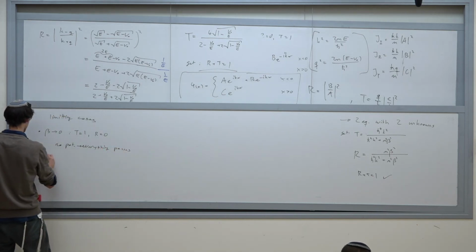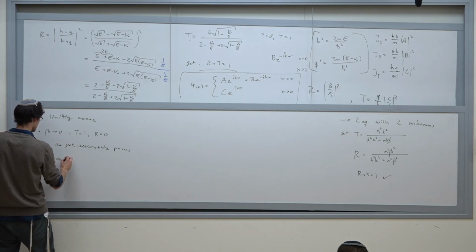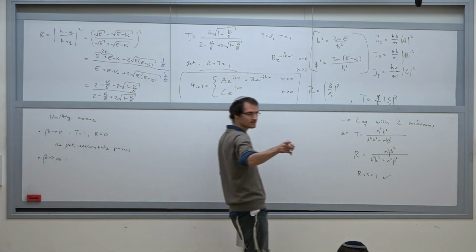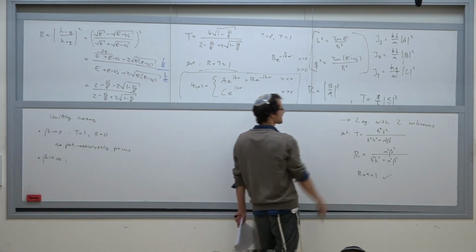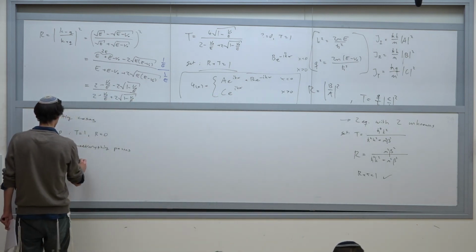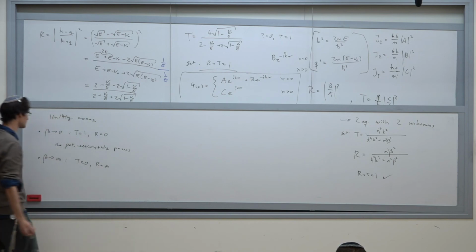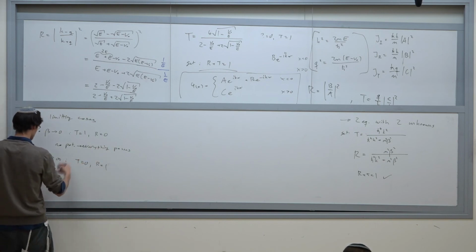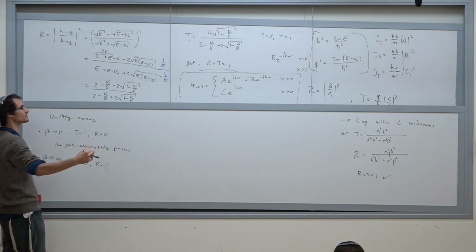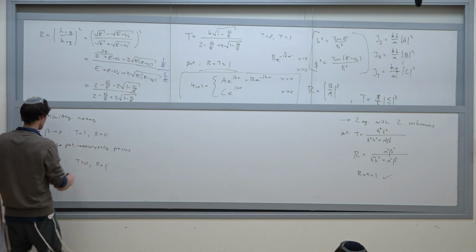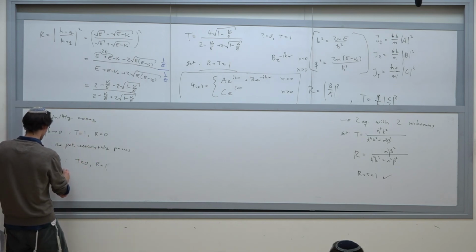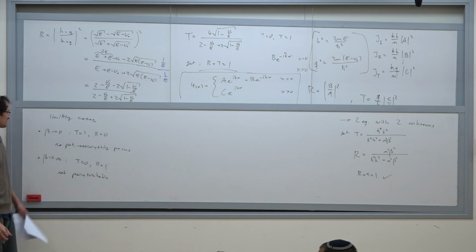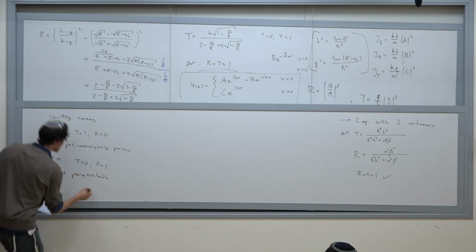If we look at the opposite limit, where beta goes to infinity, for some value of energy, that's the opposite, right? Where the potential becomes really, really high. That's what you were talking about, right? What happens in that case? You get t equals 0 and r equals 1. So the potential becomes impenetrable. Can't penetrate it.